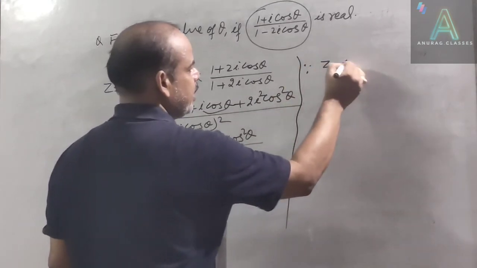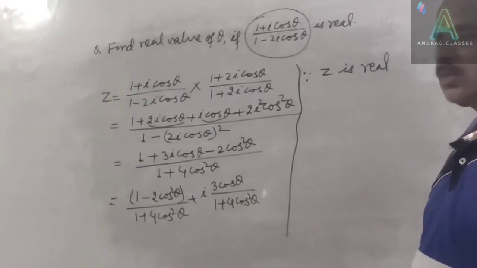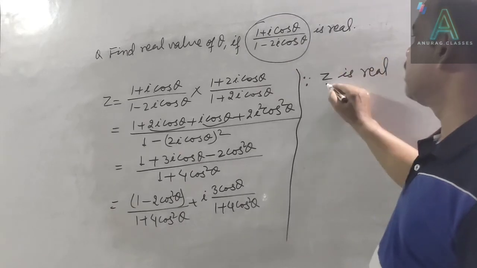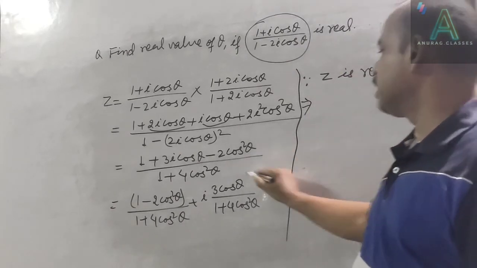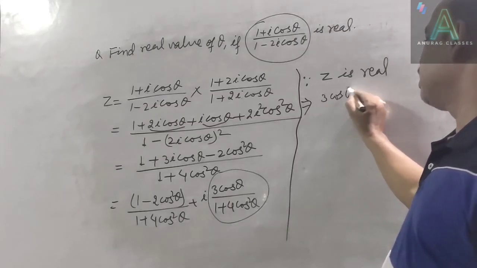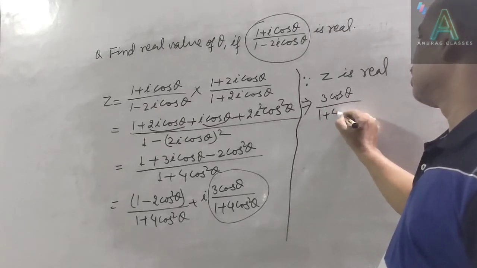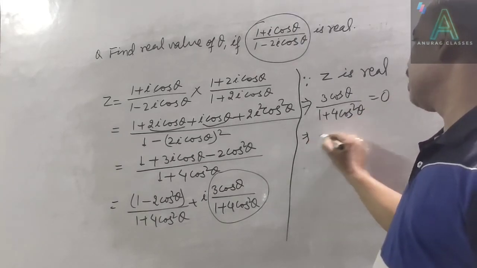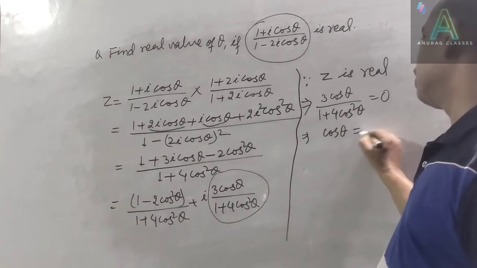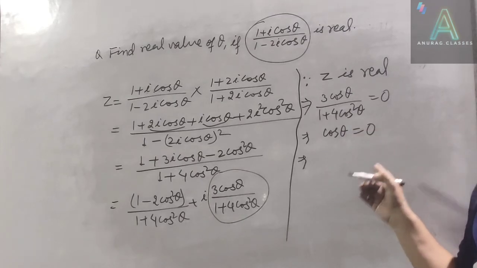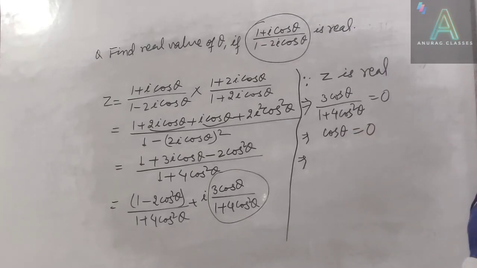Since Z is real, so now student you can see that this number is real, means Z is real, therefore its imaginary part will be 0. So 3 cos theta by 1 plus 4 cos square theta must be 0. It will give you cos theta is equal to 0, and we all know that the value of cos is 0 when theta is an odd multiple of pi by 2.